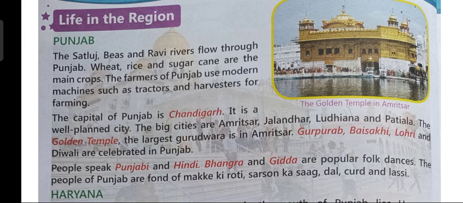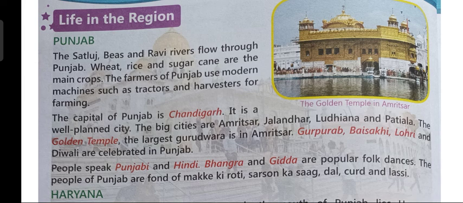Now children, what is a harvester? A harvester is a machine which is used to cut the crops. So that is a harvester. So the farmers of Punjab use modern machines for farming.